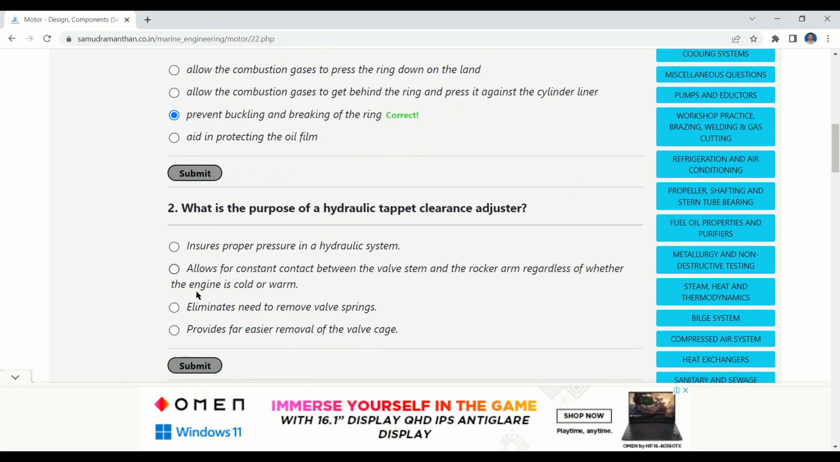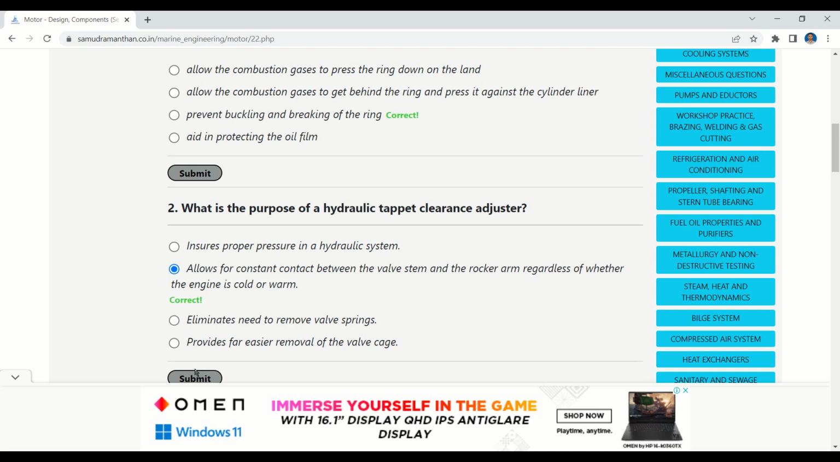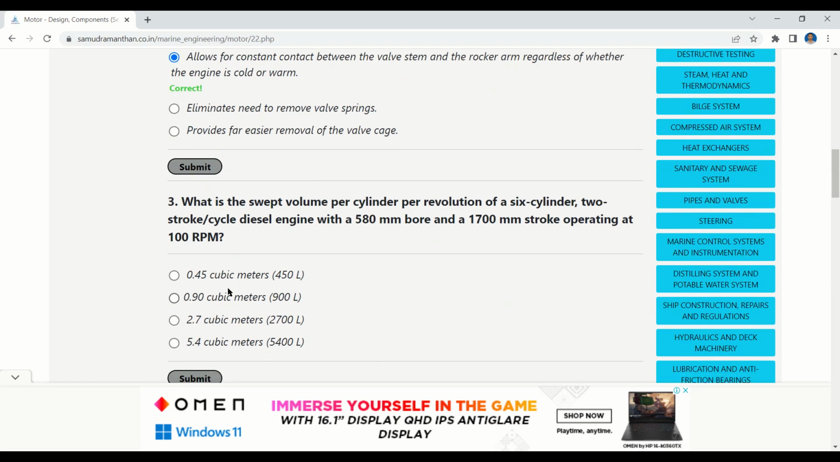Our next question is, what is the purpose of a hydraulic tappet clearance adjuster? And the given options are: ensures proper pressure in a hydraulic system, allow for constant contact between the valve stem and the rocker arm regardless of whether the engine is cold or warm, eliminates need to remove valve springs, provide for easier removal of the valve cage. And the correct option should be allow for constant contact between the valve stem and the rocker arm regardless of whether the engine is cold or warm.